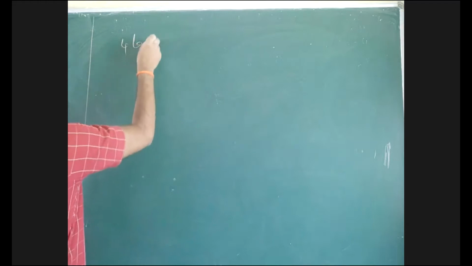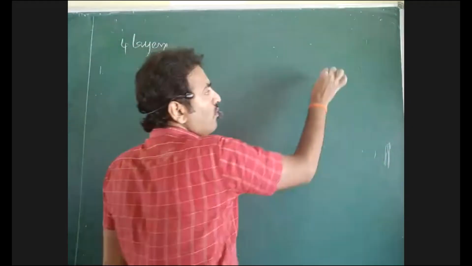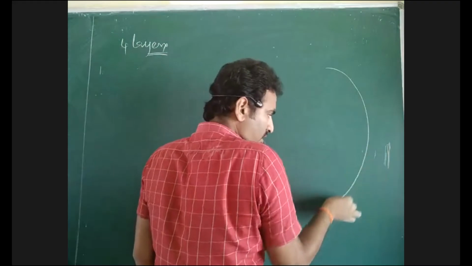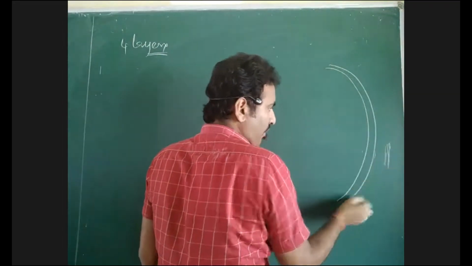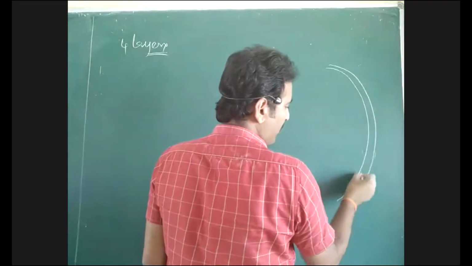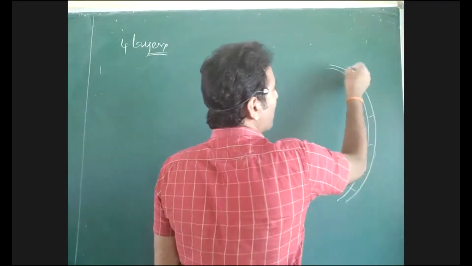Usually, if you see the anther wall, there are 4 layers. 4 wall layers are present in the anther wall. What is that? The outermost layer is called epidermis. This outermost layer of the anther wall is epidermis. That epidermis is made up of a single layer.